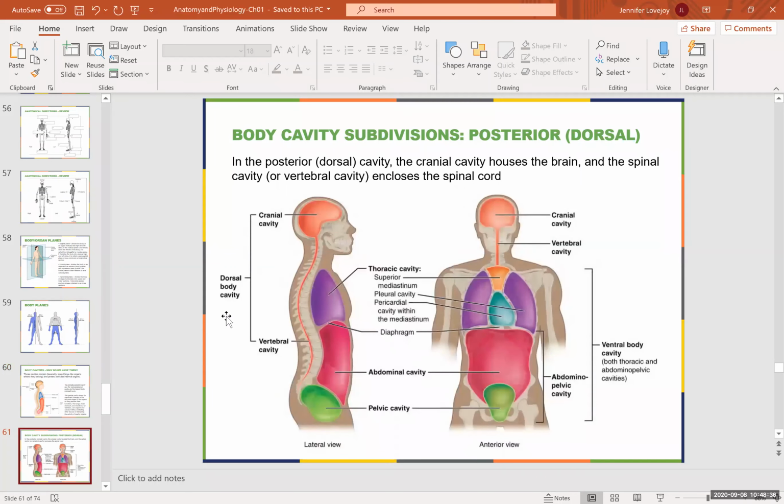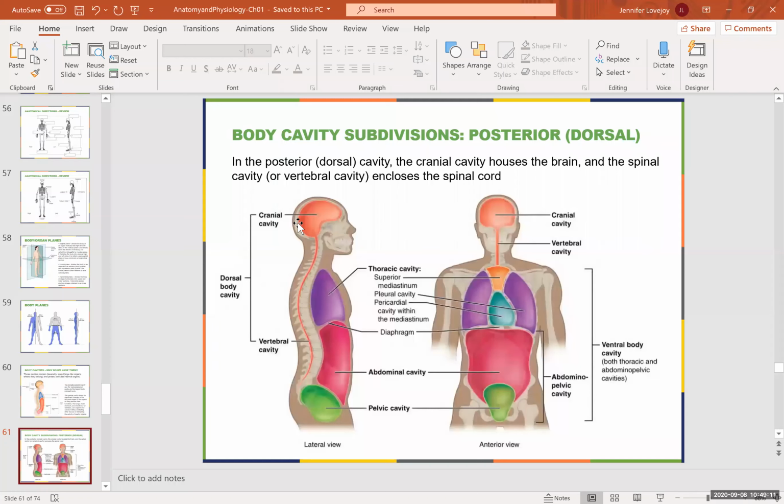So the posterior or dorsal cavity has two main parts. It has the cranial cavity, which is where our brain is. And then it has the vertebral cavity, which is where our spine is. So our spinal cavity or vertebral cavity, that's where our spinal cord is. Both of those are very well protected by bone because they are highly, highly important to our survival.